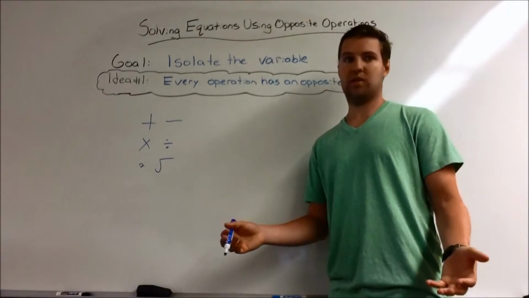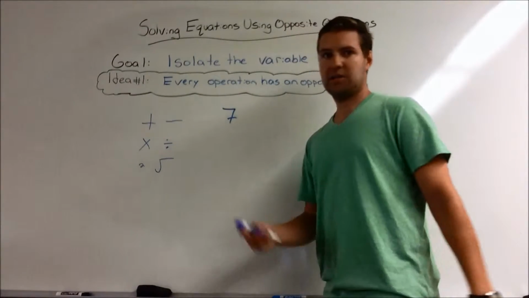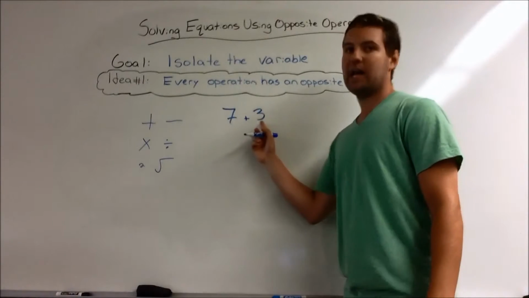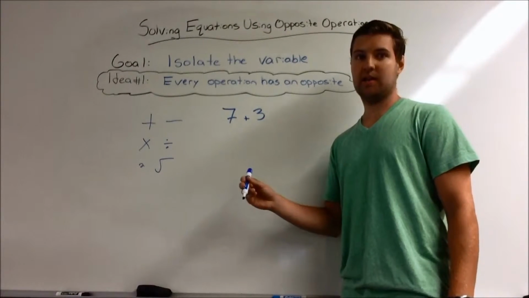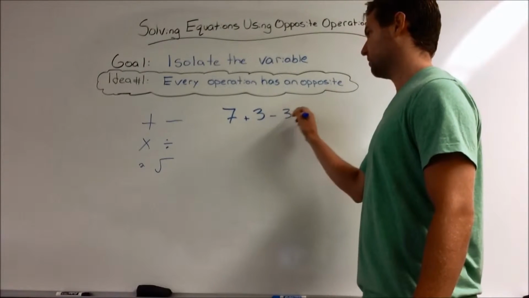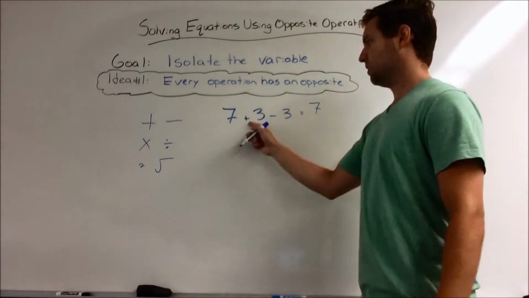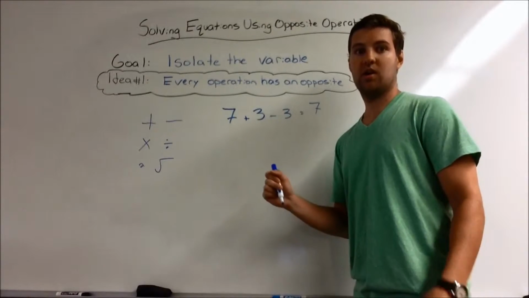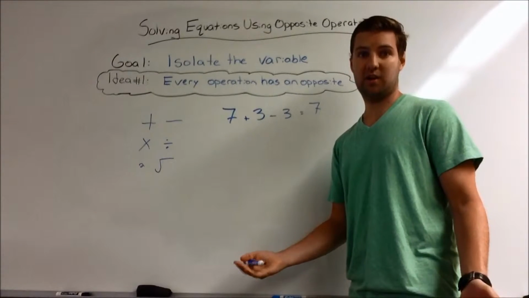So let's start with a number. I'm going to use my favorite number, 7. And let's add something to it. Let's add 3. By adding 3, I've changed this number. 7 plus 3 is now 10. But if I added 3 and then subtracted 3, I'm still at 7. 10 minus 3 is 7. Because adding 3 and subtracting 3 are opposites. They undo each other. It's like we did nothing at all.